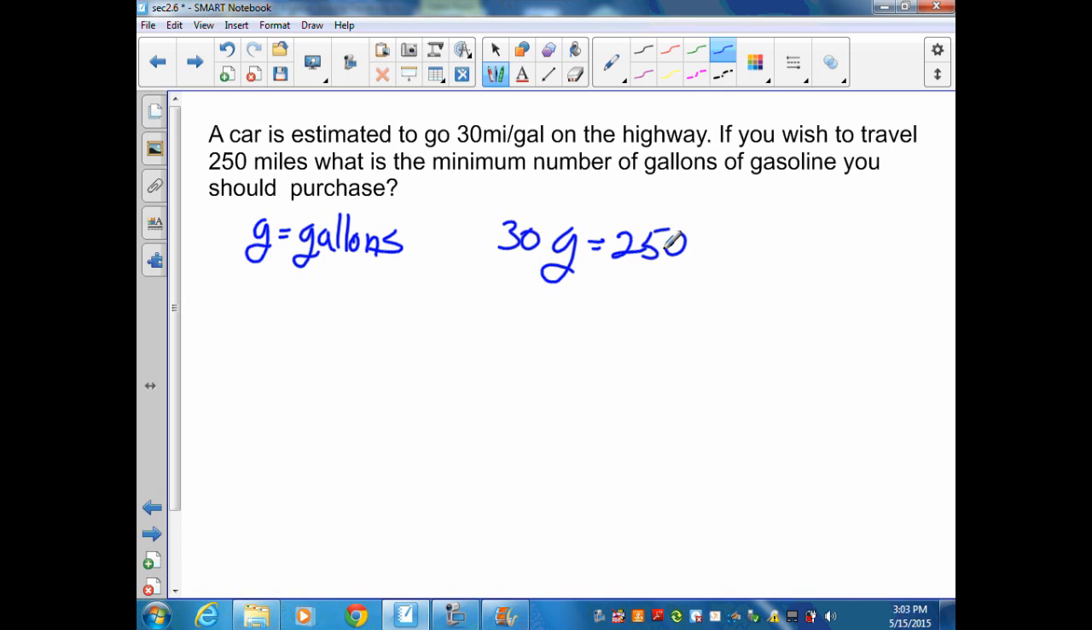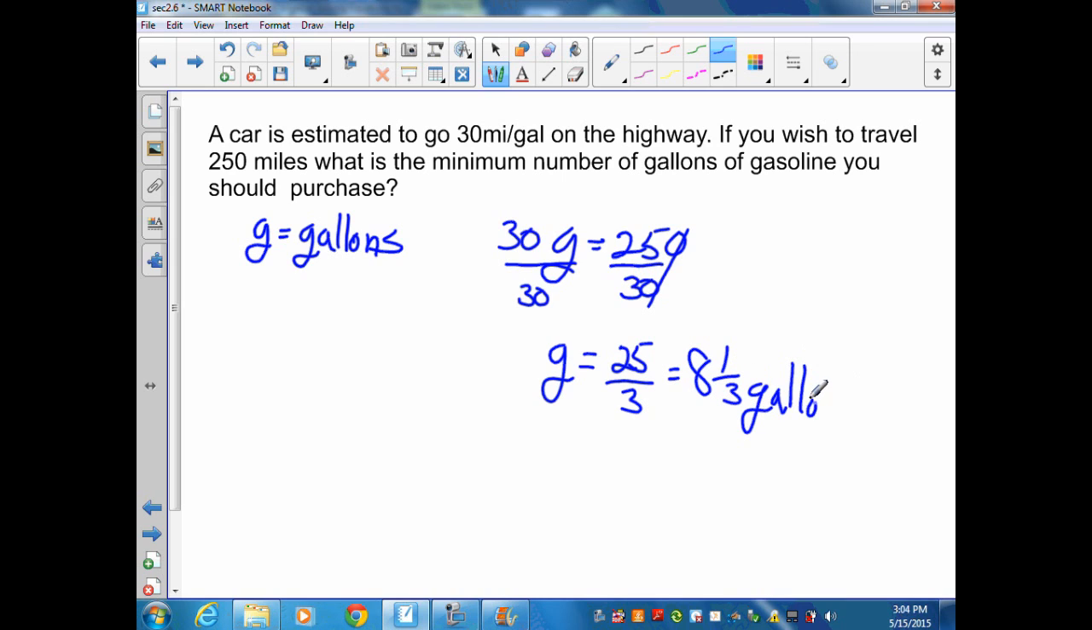Now I have an equation, and I can just follow the rules as I have in the past. Start on the variable side. What's happening to my variable? It's being multiplied. So I will do the inverse and divide by 30. g equals 250 divided by 30. The zeros are canceled. 25 over 3. And if I put that into a proper fraction, that's 8 1/3 gallons.